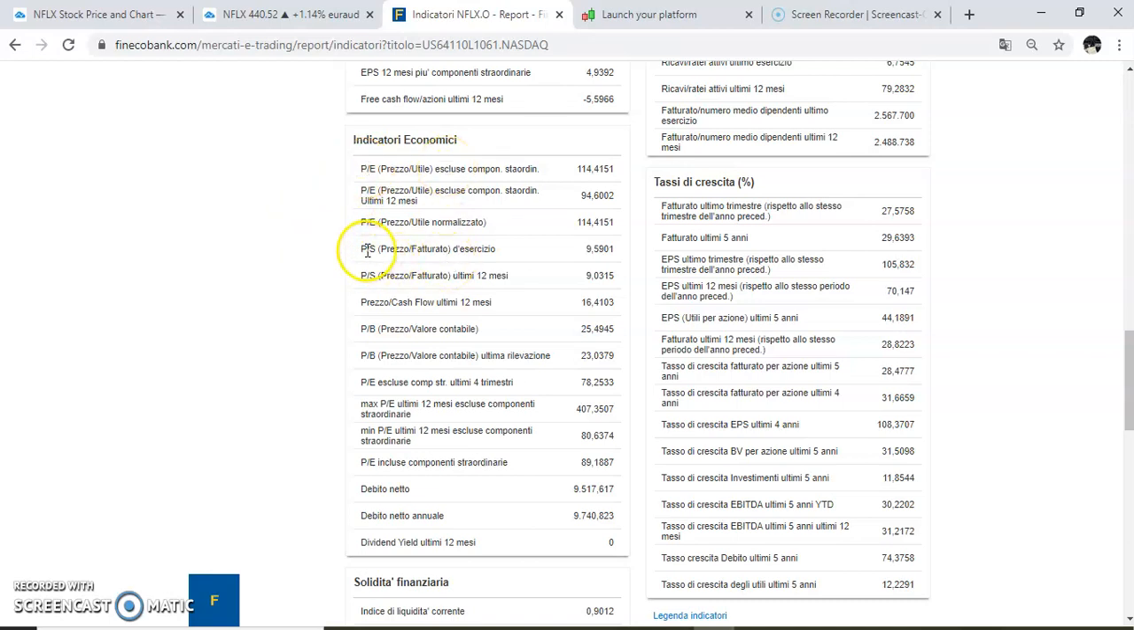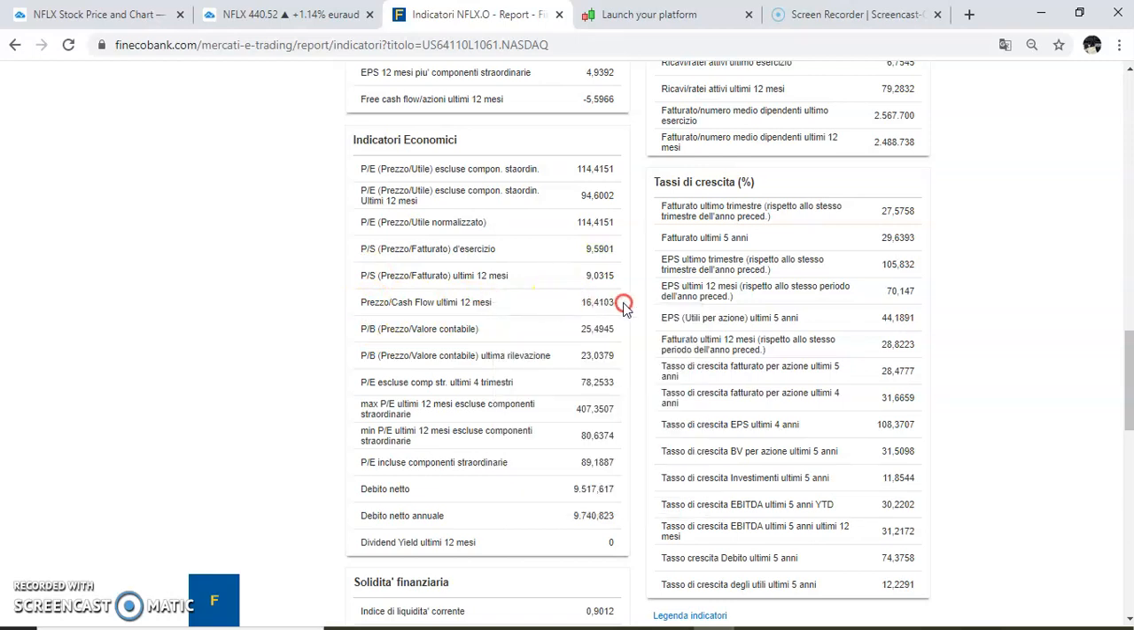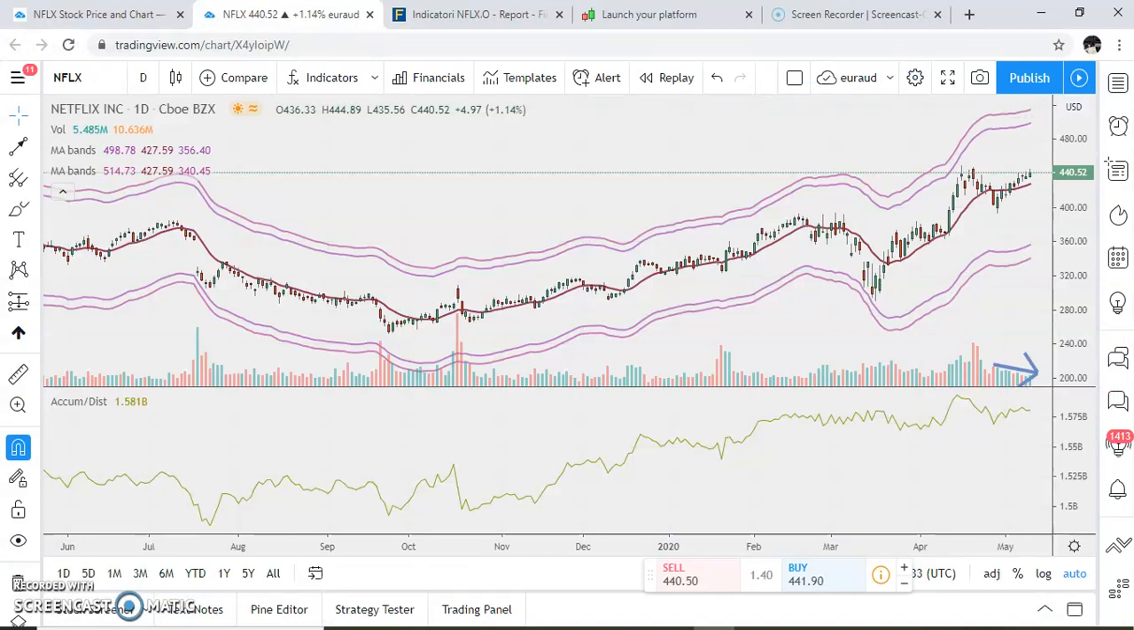But now let's move to the price against revenues. Fatturato is Italian for revenues. It's 9.59, almost 10, which is absurd, where this company Netflix is really expensive. Now let's move to the price against cash flow for the last 12 months, which is 16.41, a normal valuation. In other words, Netflix seems to be very expensive.